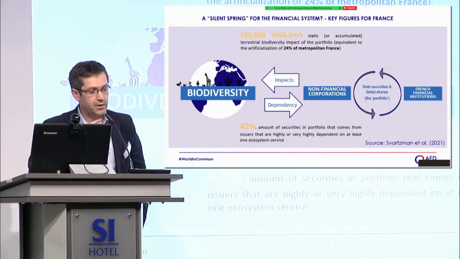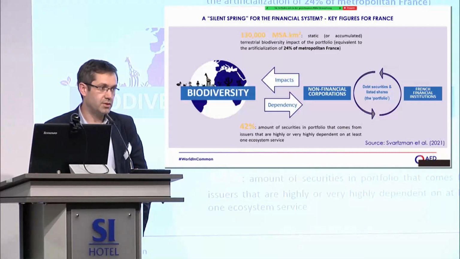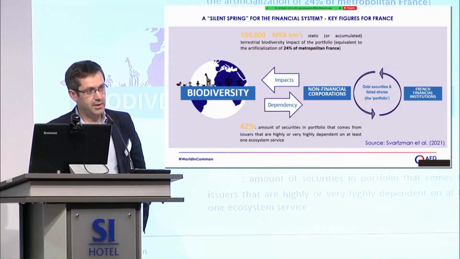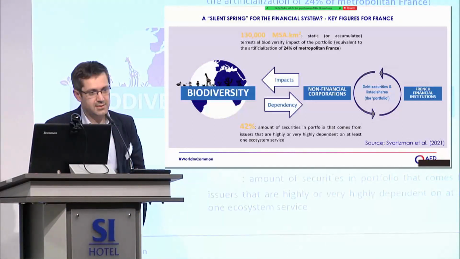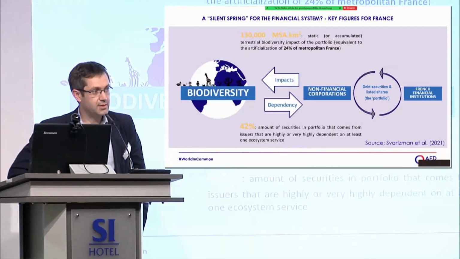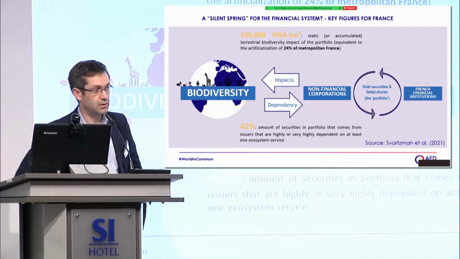There are 2 ways in which you can try to assess the interconnection between the financial system in general and the real side, of course, and biodiversity. First, the impacts that the different sectors and finance have, and then the dependency. On the impact side, we nonetheless kept a synthetic indicator, which is the MSA per square kilometer, which basically reflects how much surface of pristine biodiversity has been destroyed. And the main result we have there is that almost 24% of France's surface area has been impacted by the production process and the financial system.